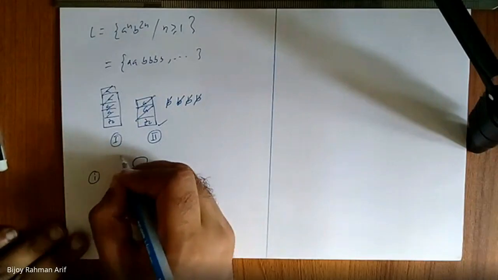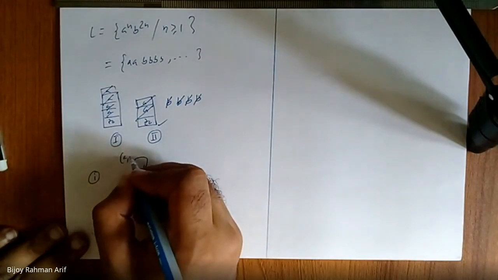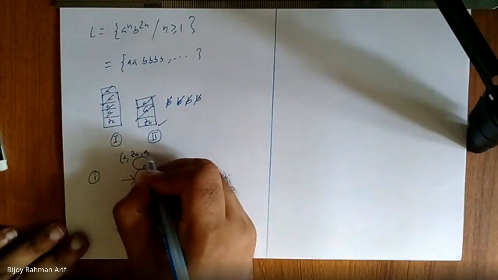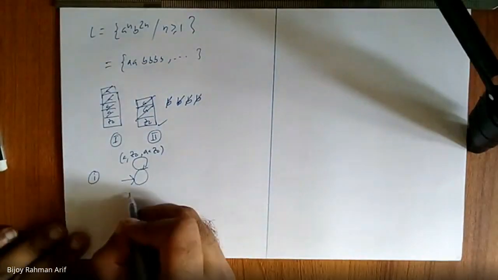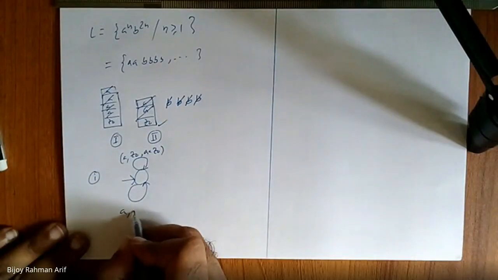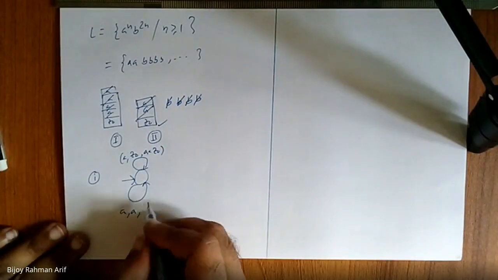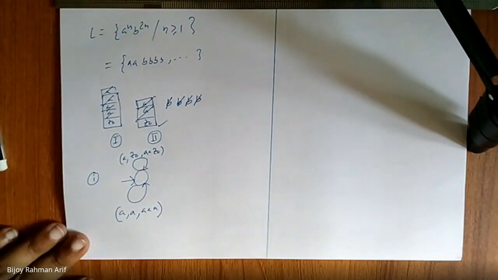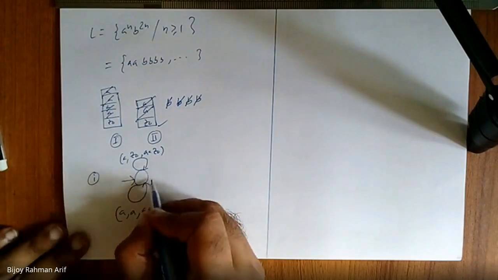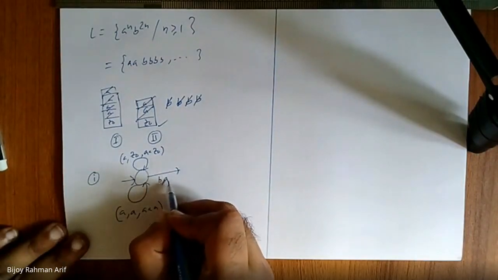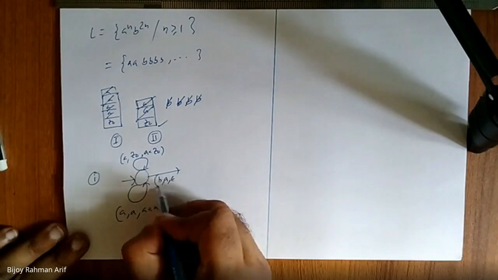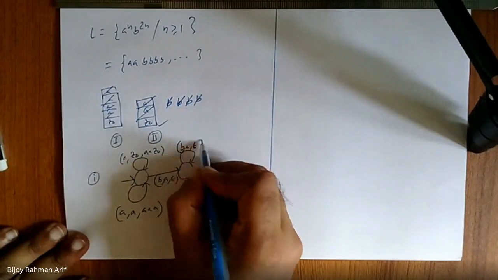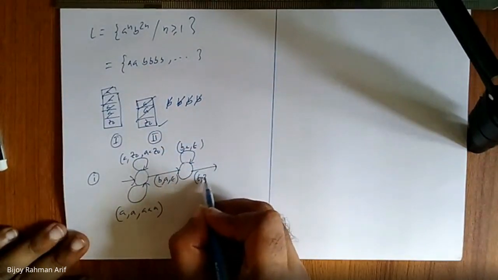So initially I get A, I have Z naught. I'm going to push, what will be the output? 2A Z naught. Then I get another A, top of the stack is A. I'm going to push 2A. Then we are done with A. Then I get a B, A. I'm going to pop it. Then still I get B, A. I'm going to pop it. Finally I get epsilon, Z naught.